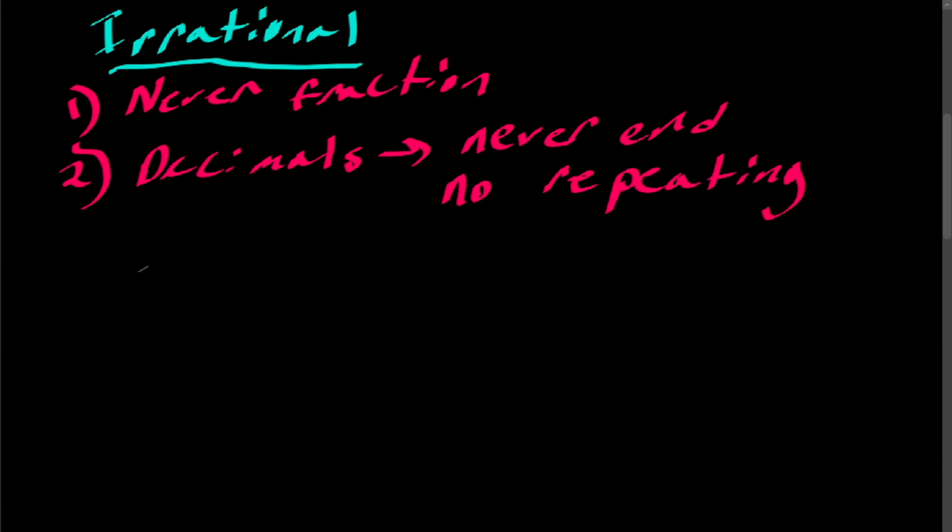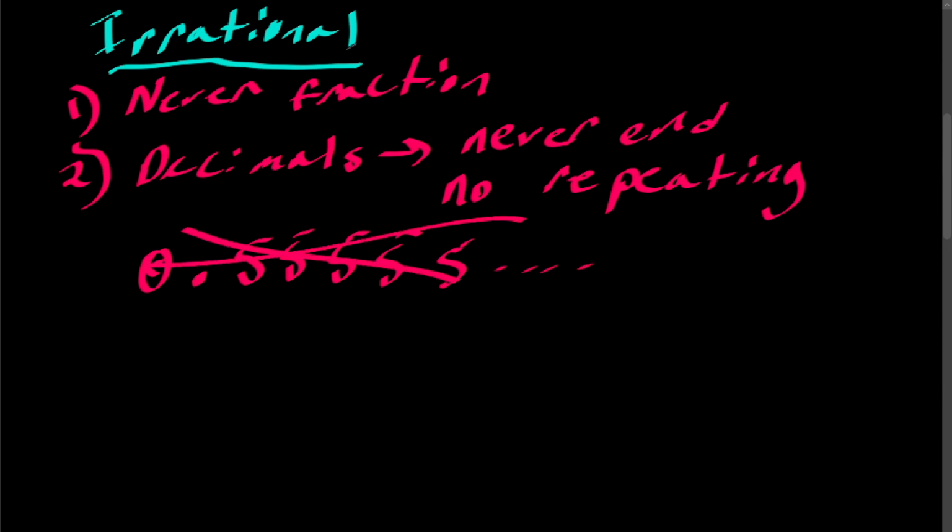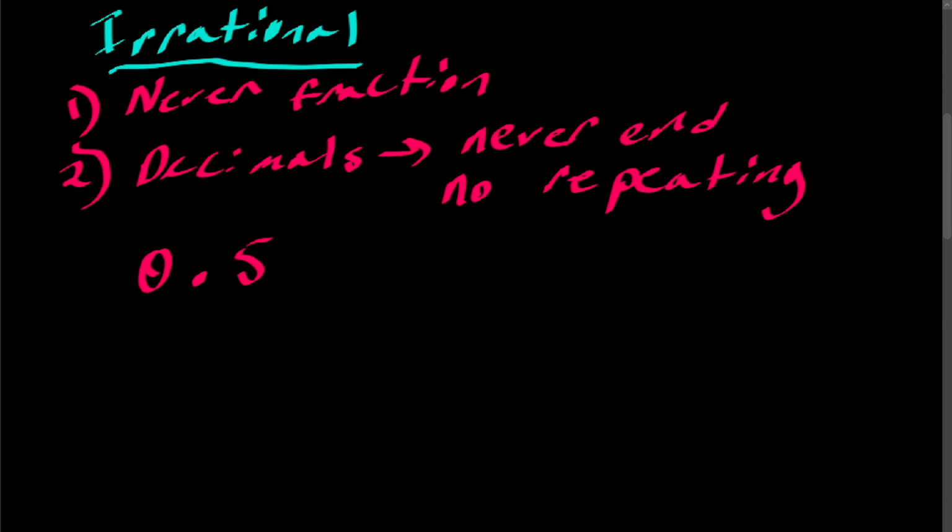Occasionally you'll see this, you may have already seen this: 0.5 with a little bar over it. That means it is a repeating decimal, so automatically that can't be irrational. Or you may just see 5, 5, 5, 5, and that's how it will look in the calculator. If that happens, automatically it is not irrational. So decimals will never end, but they will also not repeat. No repetition, no ending.